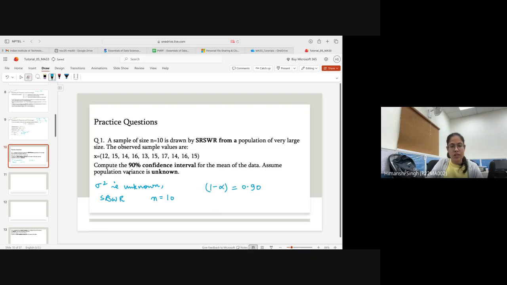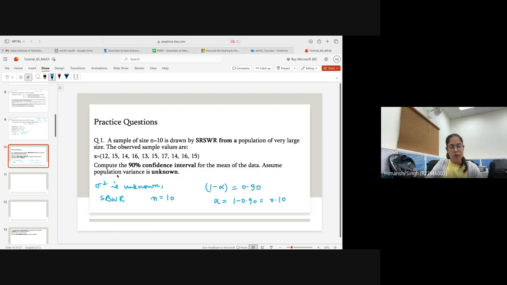0.90. Because we want 1 minus alpha, the percentage of 1 minus alpha into 100, as the percentage of confidence interval. So 1 minus alpha is 0.90. Fine. So alpha is 1 minus 0.90, which is 0.10. So this is my alpha. Why do I want to calculate alpha? Because in the confidence interval, I need the quantity T alpha by 2 or Z alpha by 2.